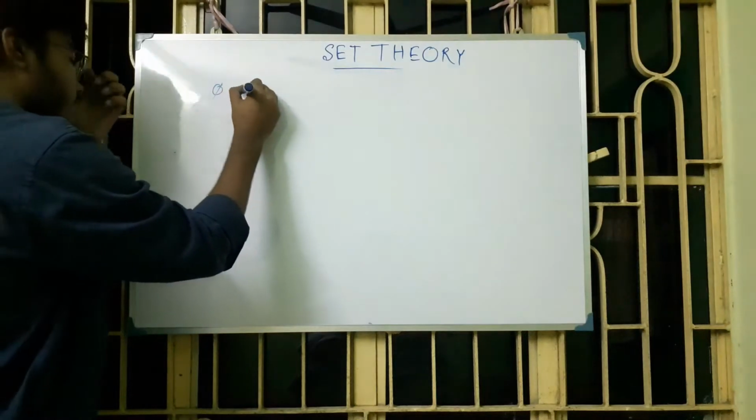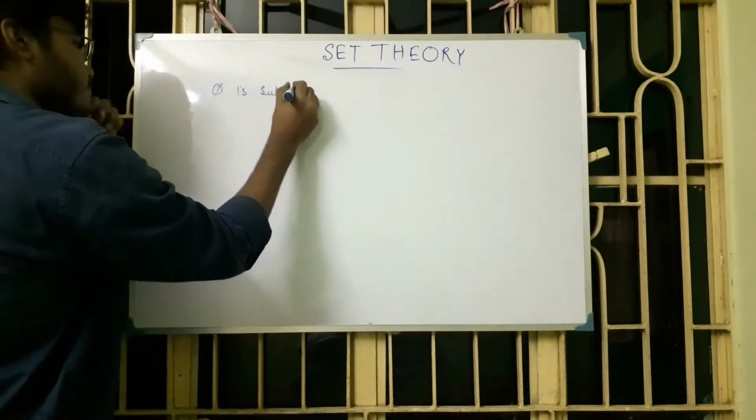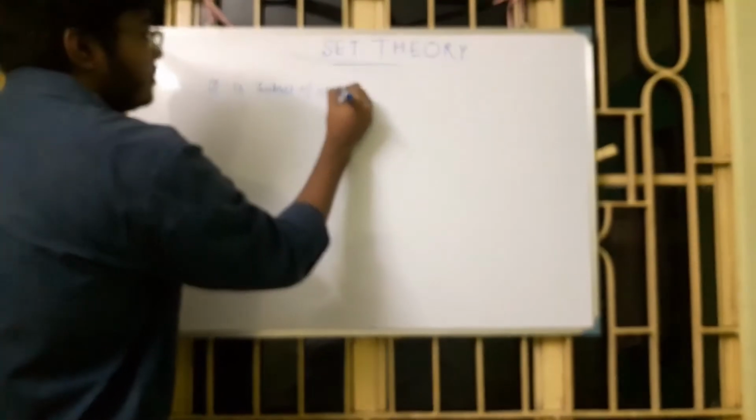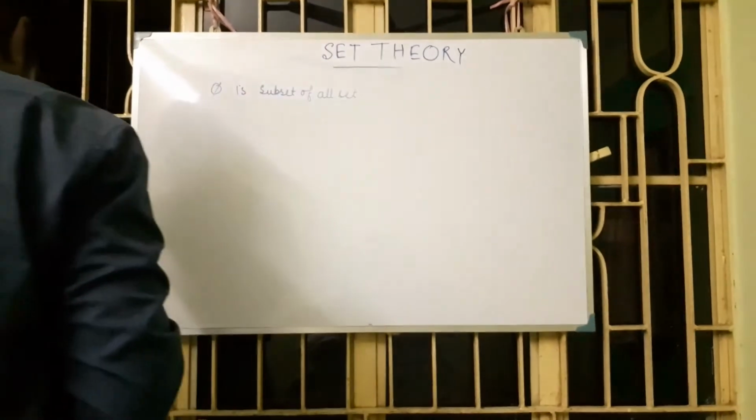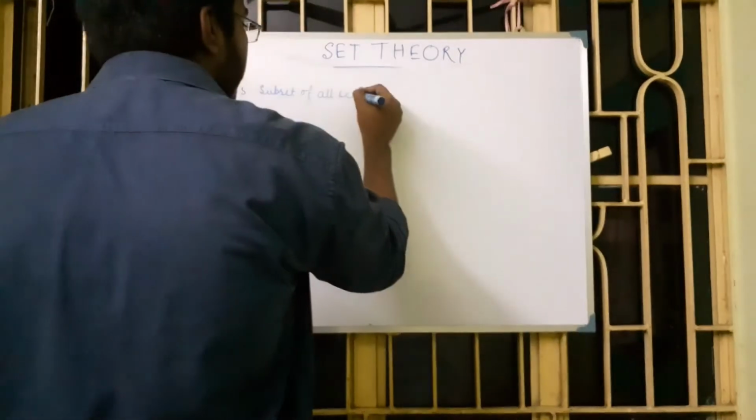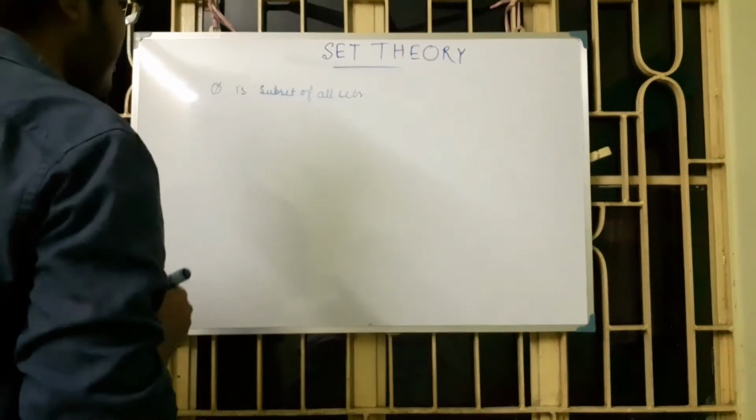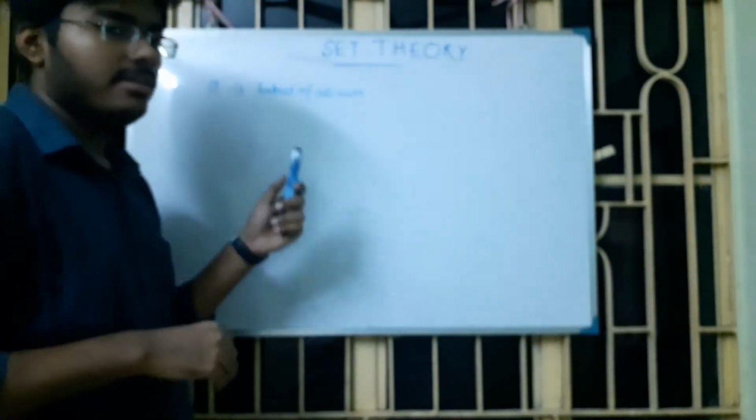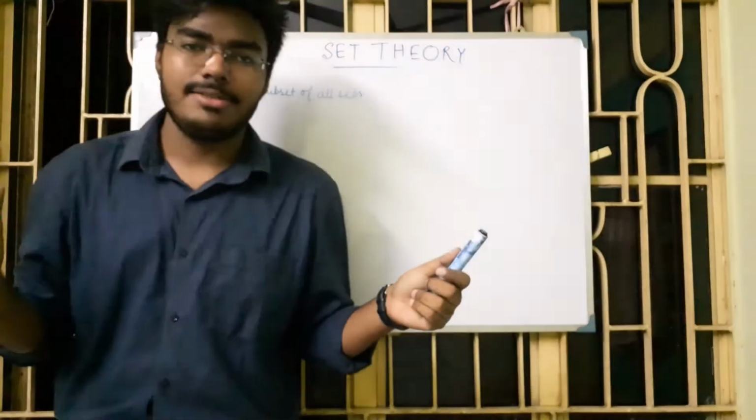And phi is a subset of all sets. This is a very interesting thing, that phi is a subset of all sets. That means a set which contains nothing is a subset of every set.